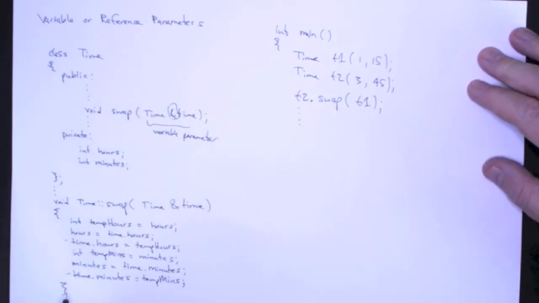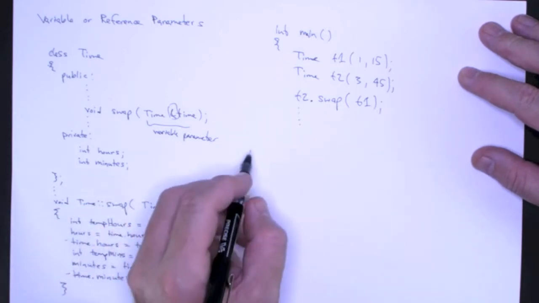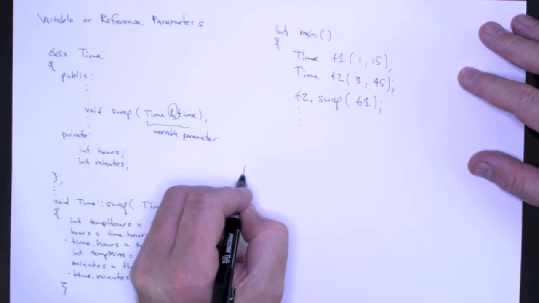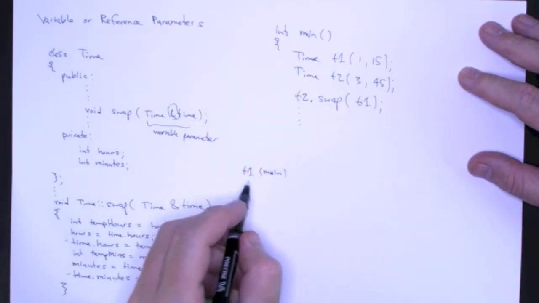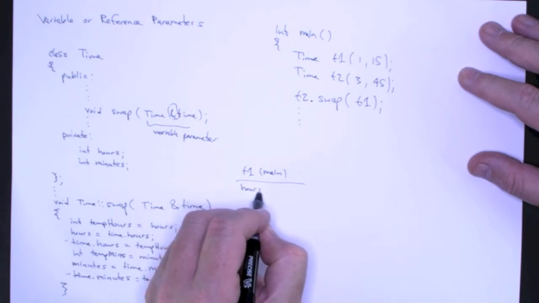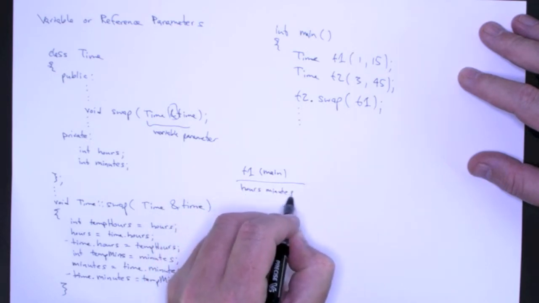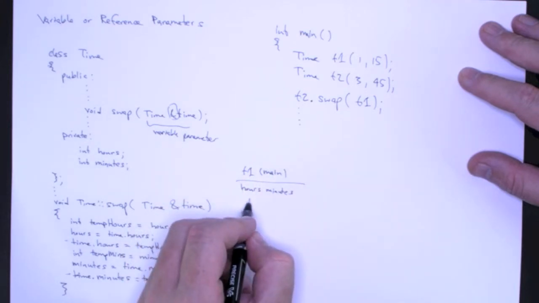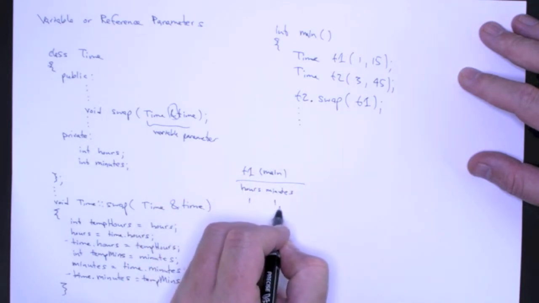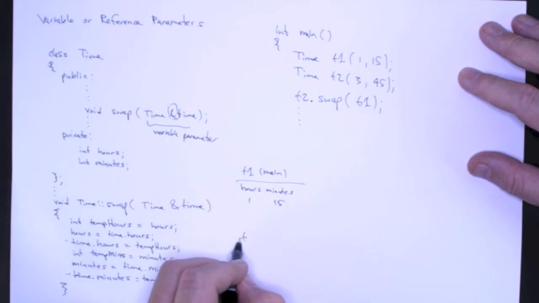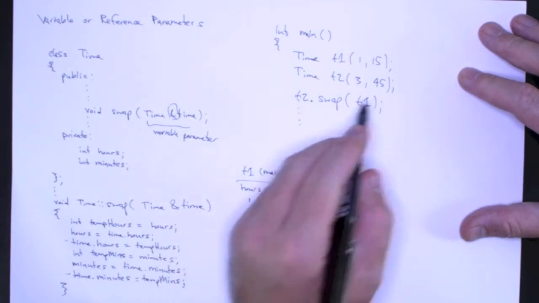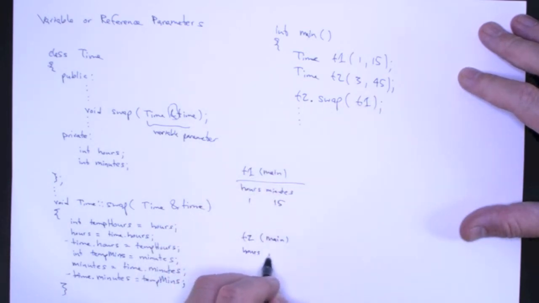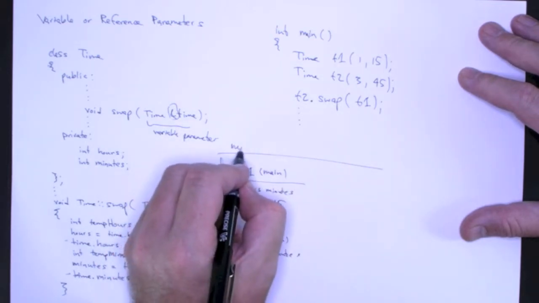And so on and so forth. So first of all, let's look at the memory we have. So here's T1, and this of course is in main, and it has hours and minutes, and the explicit constructor is going to set hours to 1 and minutes to 15. Okay? And T2 in main is going to do exactly the same thing with the values. A little explicit here, so this is memory.